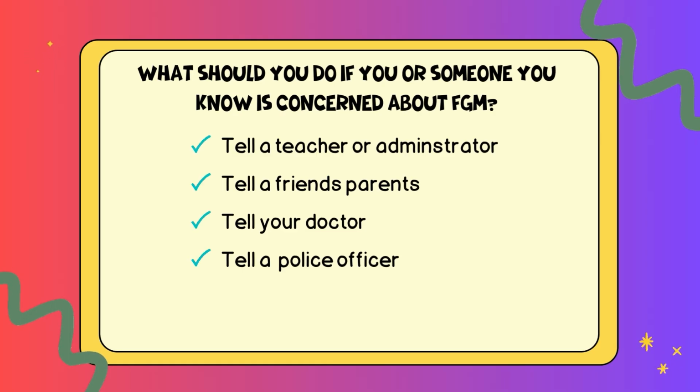What to do if you or someone you know is at risk of or experiencing FGM or other body rights violations. Tell a teacher or administrator. Tell a friend's parents. Tell your doctor. Tell a police officer. In the case of an emergency, call 911.